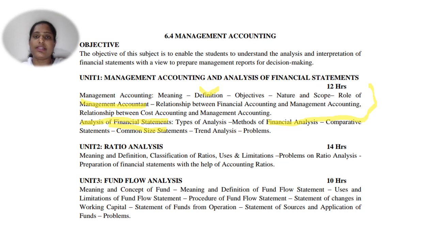Here we will be studying the various tools which are used to analyze the financial statements, that is, types of analysis. You have comparative, common size and trend analysis.